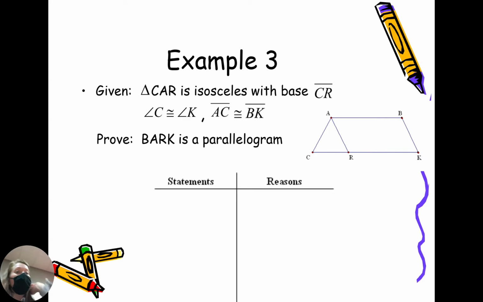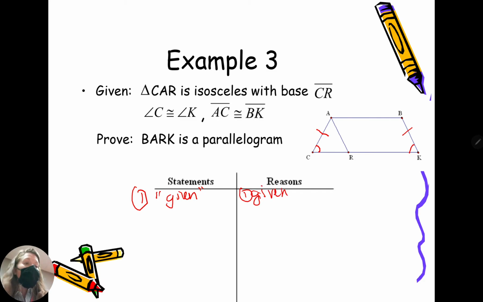All right, let's do a proof to wrap this lesson up. So it says that CAR is an isosceles triangle with a base of CR. It says angle C is congruent to angle K, and AC is congruent to BK. All right, so we're trying to prove that we have a parallelogram here, which obviously we need some relationships. So we're going to see what properties we can use to prove a parallelogram. Again, I'm going to cheat here and just write given to save myself some room, but you will not because you don't have a math degree.